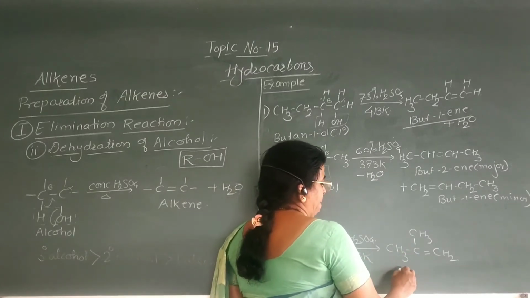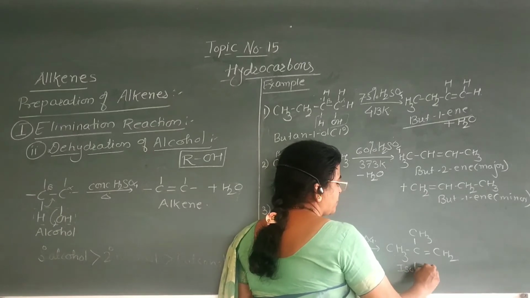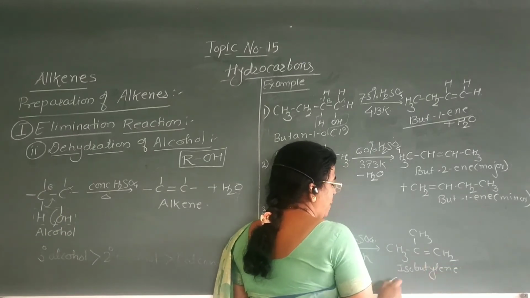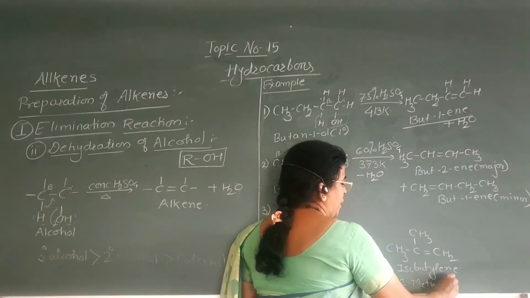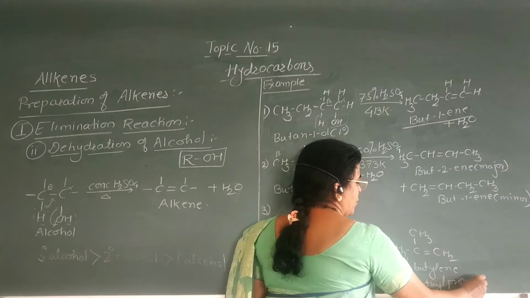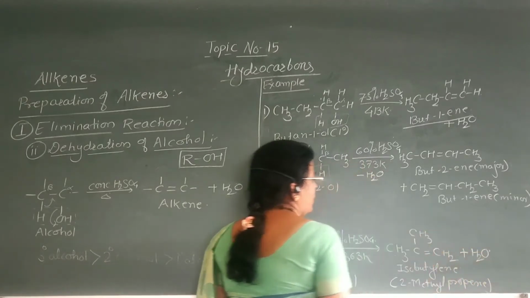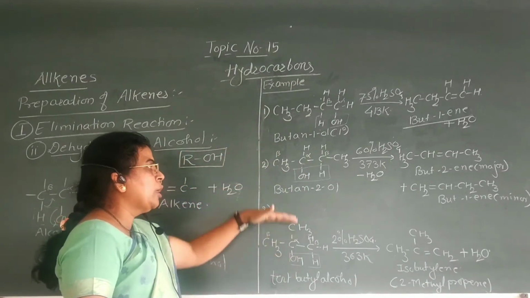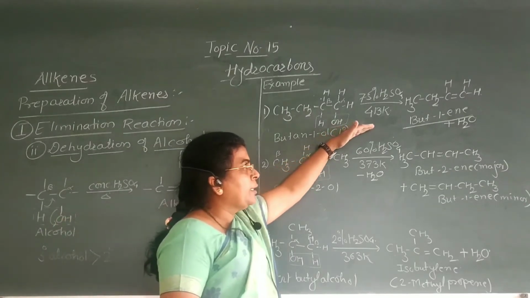That is isobutylene. The IUPAC name of this compound is 2-methylpropene, plus H2O. In this way, primary, secondary and tertiary alcohols undergo dehydration at different conditions.